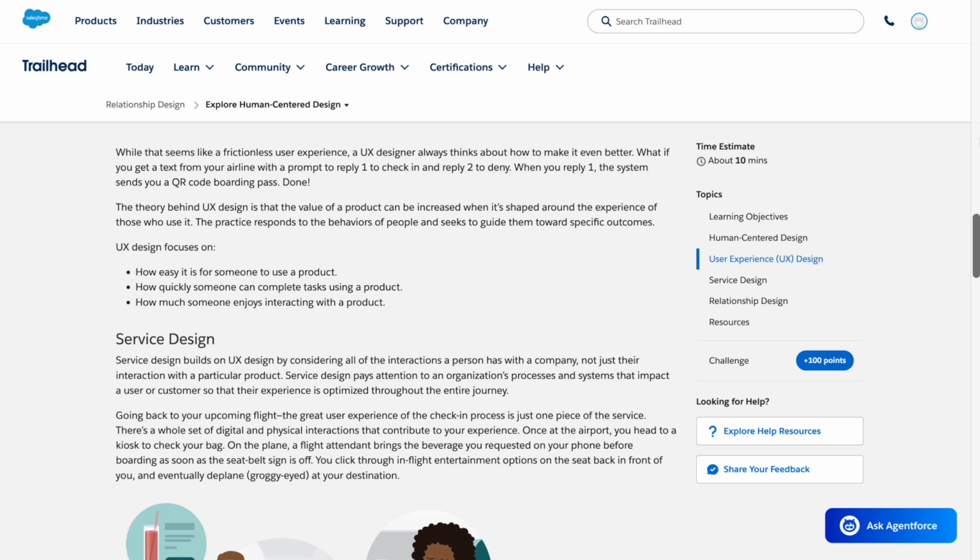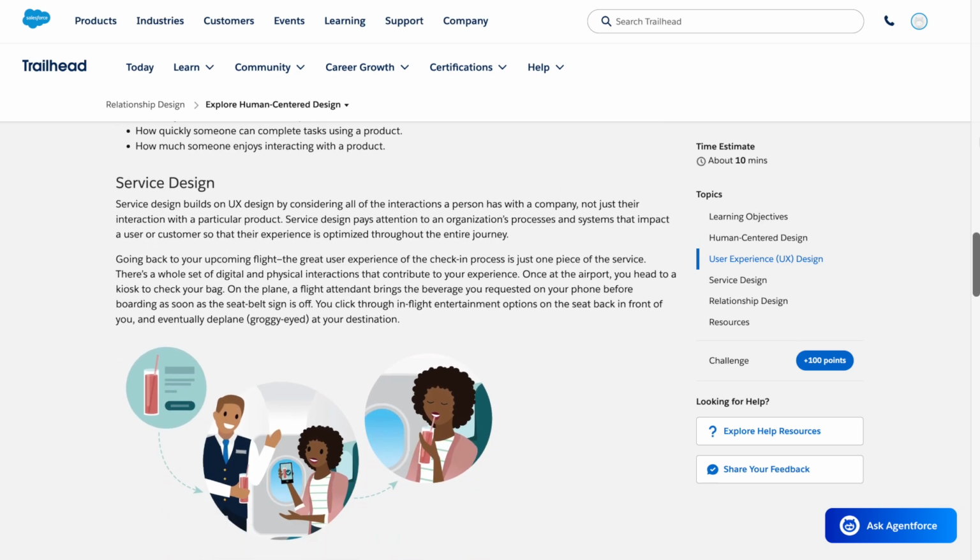The practice responds to the behaviors of people and seeks to guide them towards specific outcomes. UX design focuses on how easy it is for someone to use a product, how quickly someone can complete tasks using a product, how much someone enjoys interacting with a product.